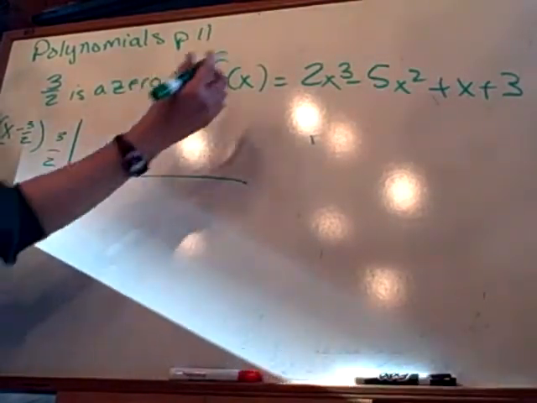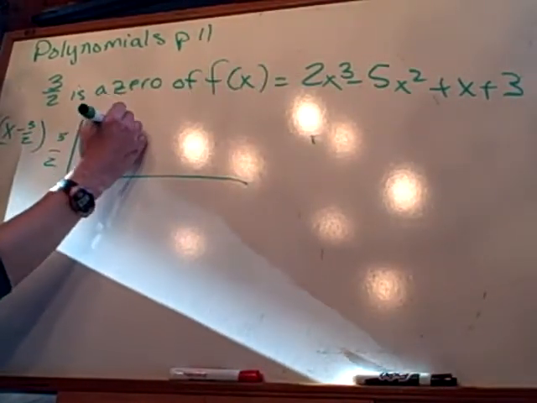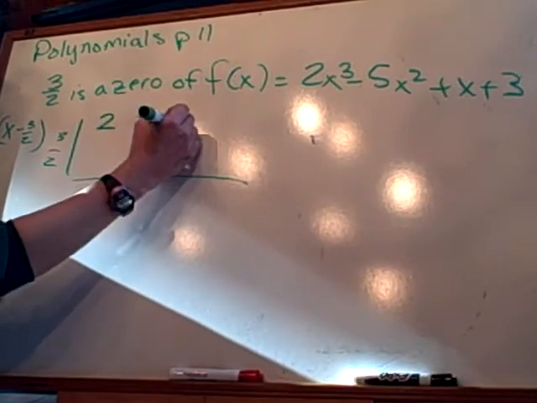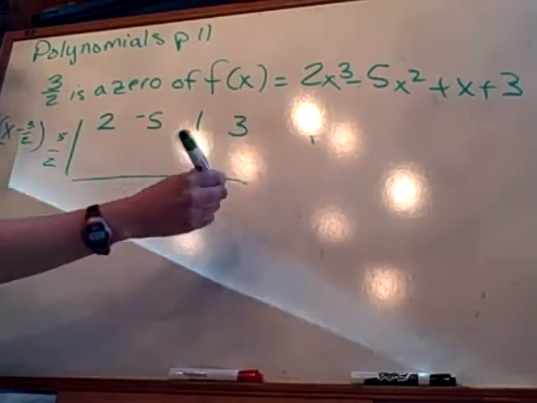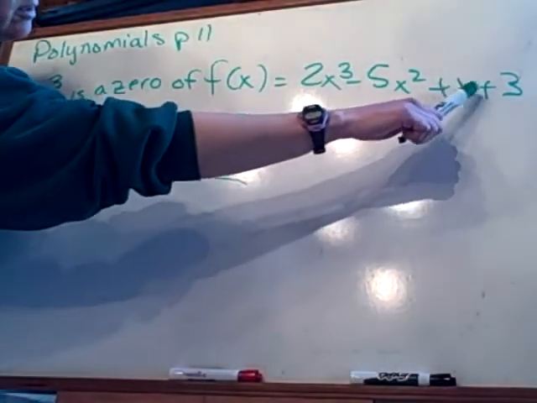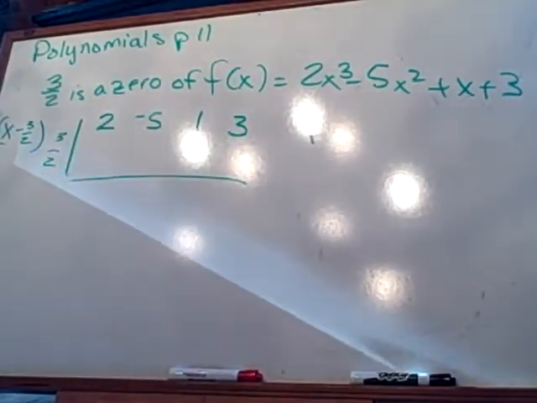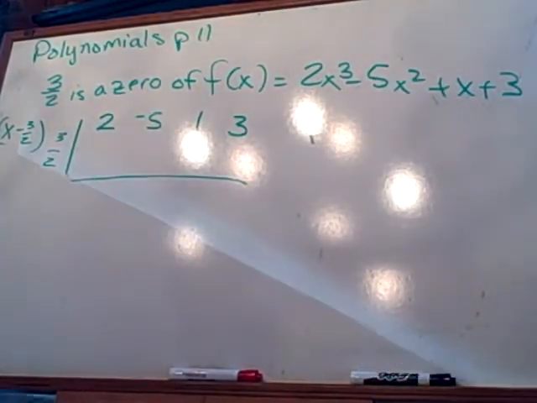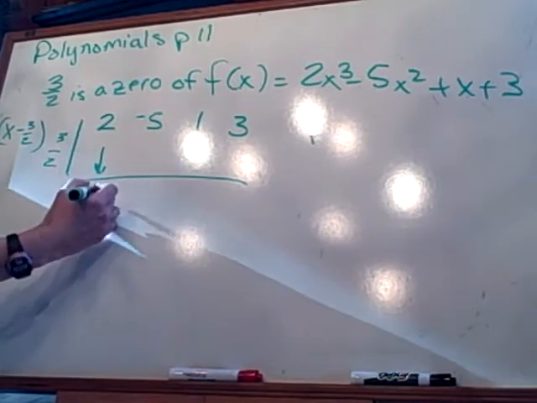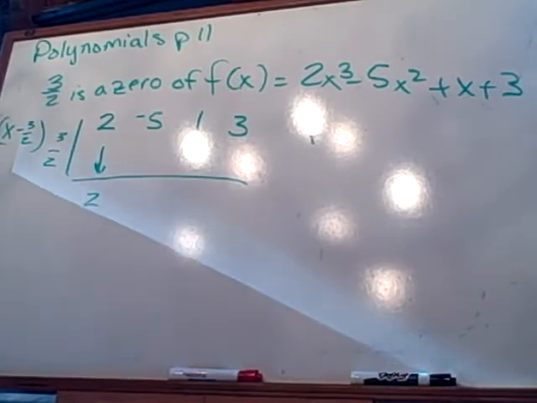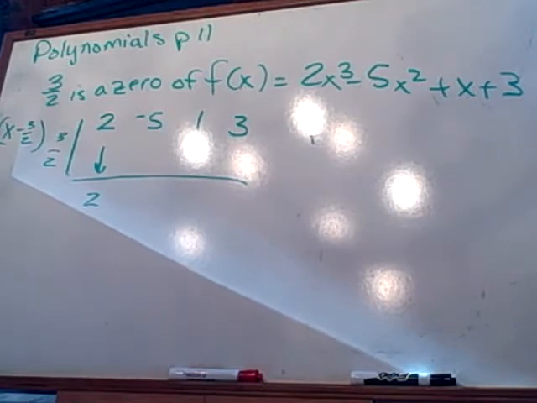Here's my 3/2. I'm going to write down all my coefficients up here, so I get a 2, a -5, a 1, and a 3. I have cube, squared, linear, constant, so I don't need to put any placeholders in. Remember when we're doing synthetic, we just bring the first number straight down, and then we're going to multiply and go straight across. So 3/2 times 2 would be what? 6/2, which would be 3.